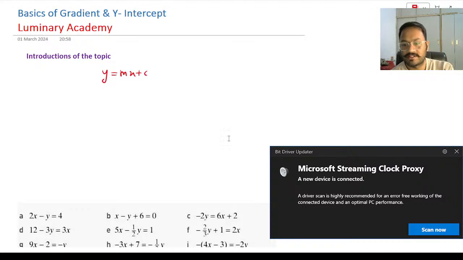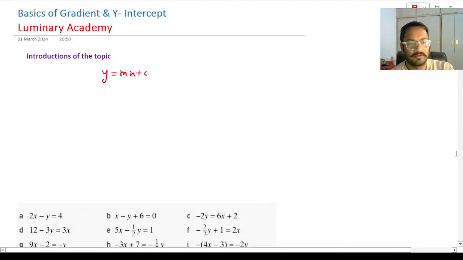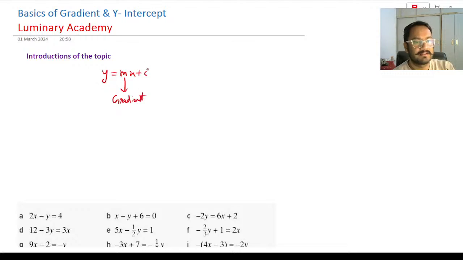So in this you can see that the straight line equation is y equals mx plus c, and here m is the gradient, right? And c is our y-intercept. So whenever we make a straight line, this is our graph and this is 0, 0.